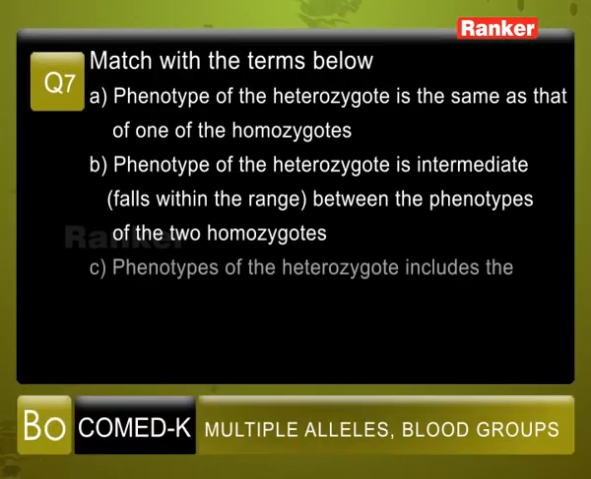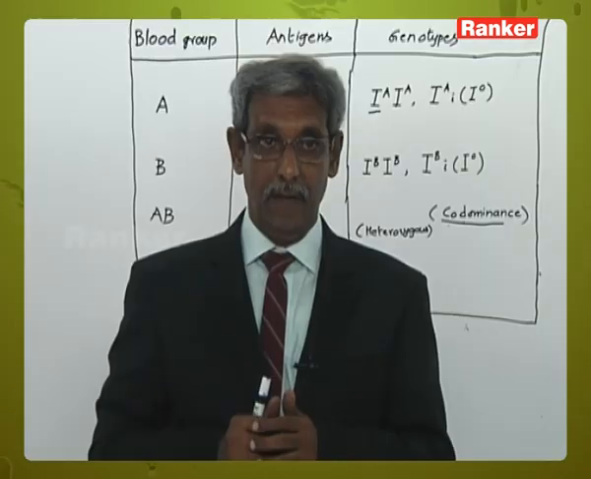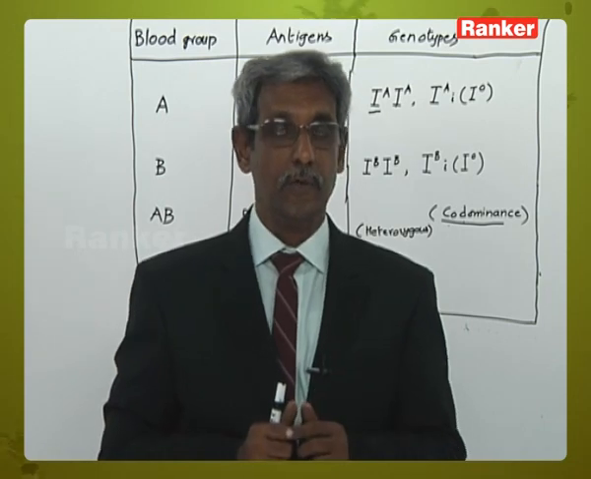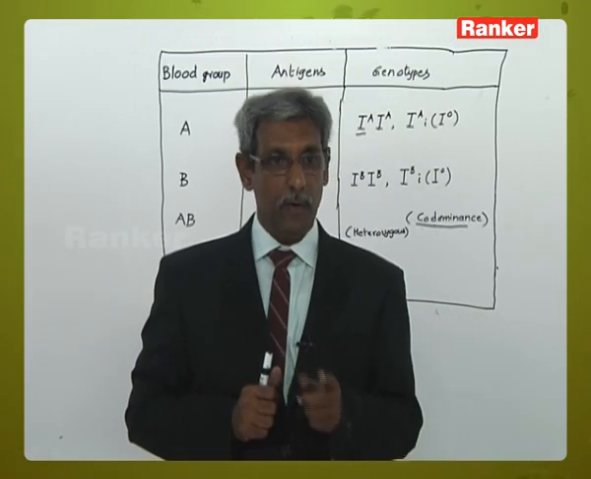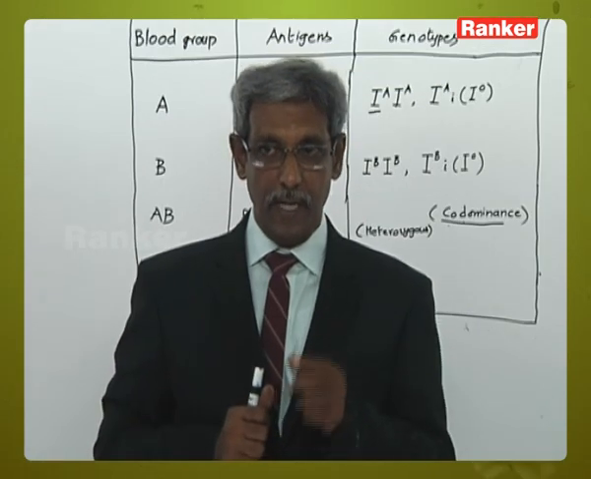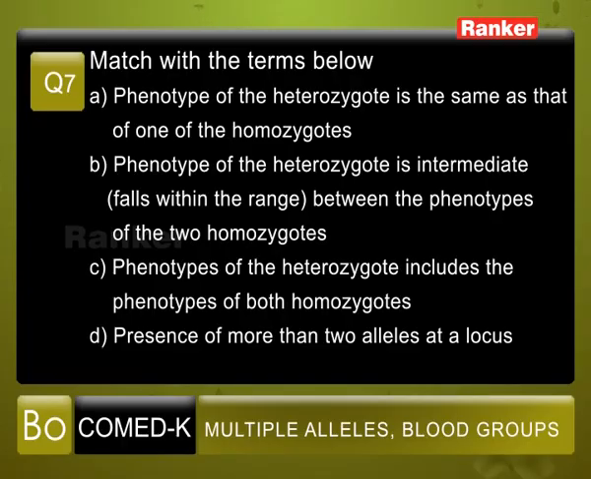If the phenotype of the heterozygote is the same as that of one of the homozygotes, take the situation of capital T and small t. You have a heterozygote with a capital T and a small t, and the parents are either small t or capital T. So for question A, the match is 4, that is dominance. In a dominance relationship, the phenotype of the heterozygote is always the same as that of one of the homozygotes.